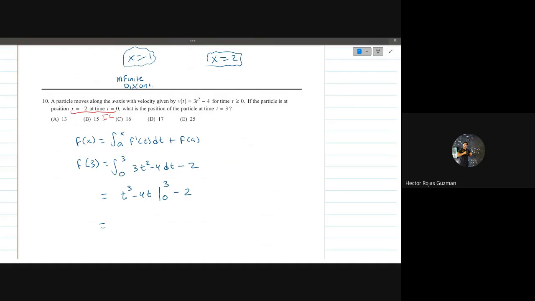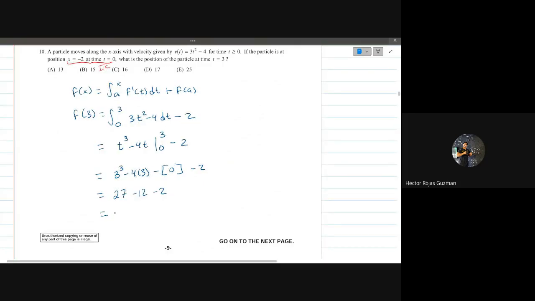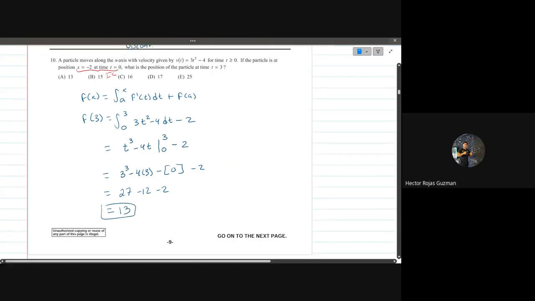So now we're going to do our f of b minus f of a. So 3 to the power of 3 minus 4 times 3 minus 0 minus 2 gives us 27 minus 12 minus 2, which is 13. That's the position of the particle.